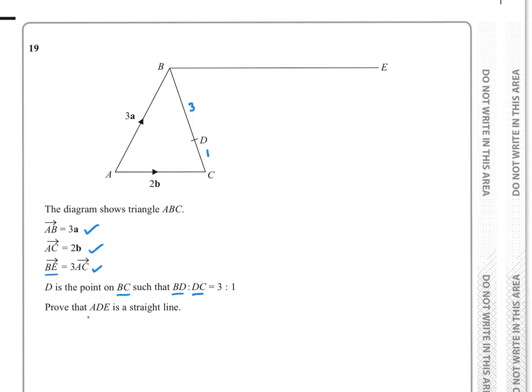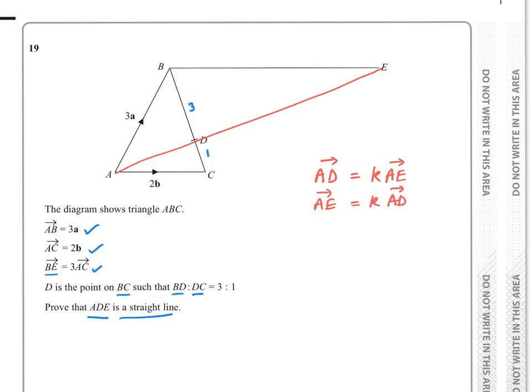We've got to prove that ADE is a straight line. So we've got to prove that that's a straight line. So I would suggest that we've got to show that AD is some multiple of AE, or vice versa, AE is some multiple of AD. We could also show that AD is some multiple of DE. And if they are, that means they'd be parallel.